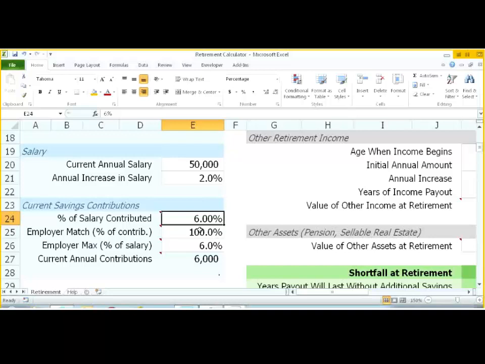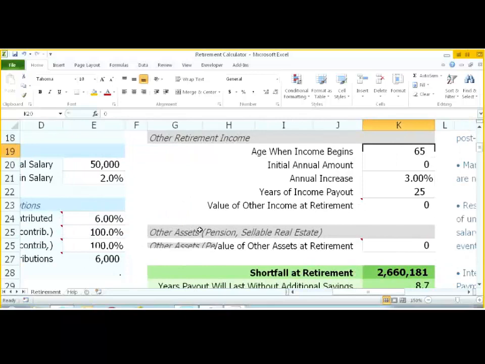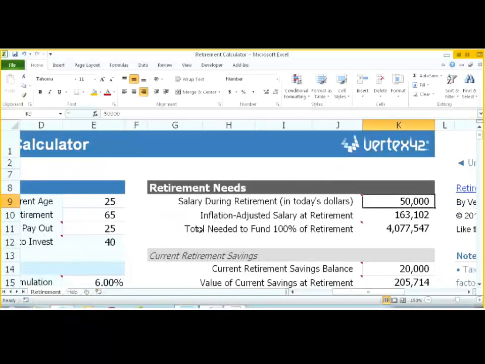So does that work out? 6% of 50,000 is 3,000. The company matches it, so you save a total of $6,000 a year, and as your salary increases, you'll save more each year because it's a constant percentage. Okay. Now over here is the big calculation.